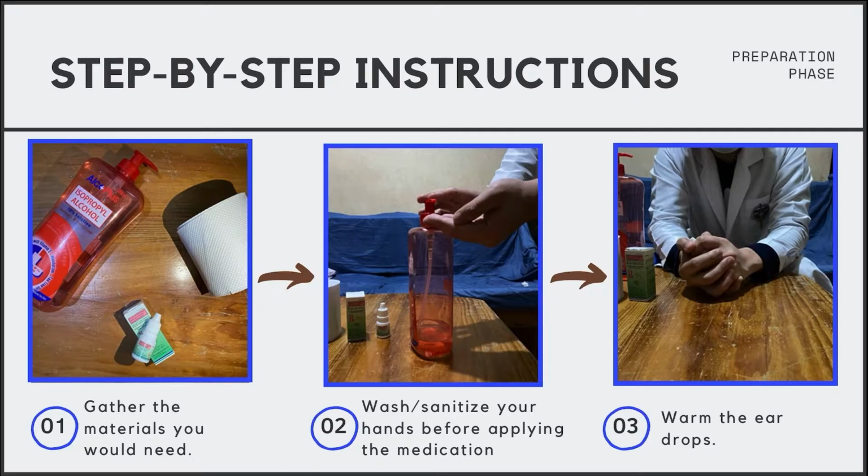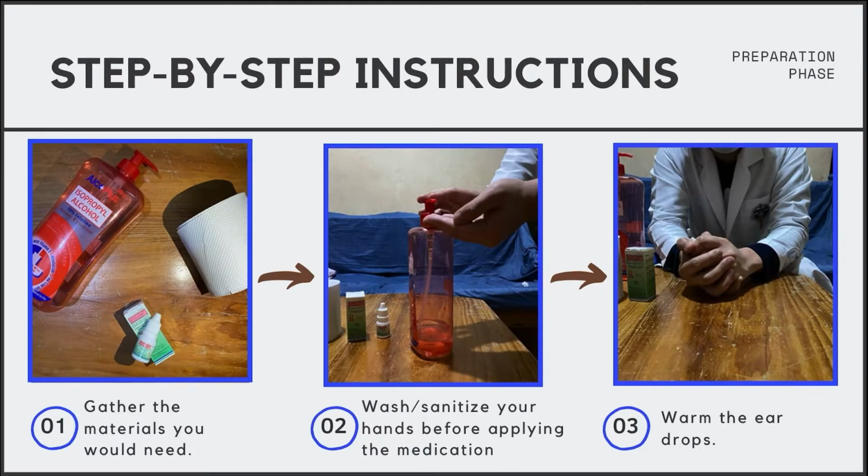For the preparation phase, you must first gather the materials you would need: the otic drops you are to administer, tissue or a piece of cloth to wipe away excess drops, and alcohol or hand sanitizer to clean your hands prior to administration. Second, wash your hands thoroughly with soap and water. However, you may also use alcohol or hand sanitizer as a substitute or in addition to washing your hands.